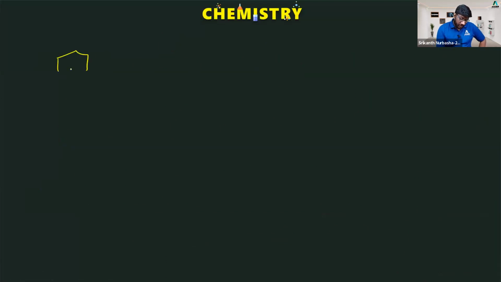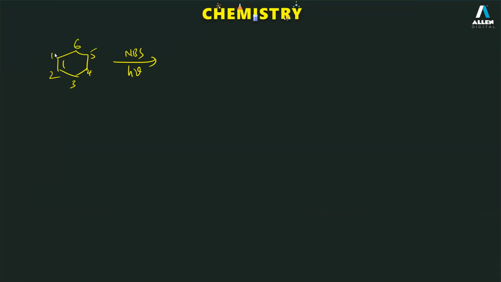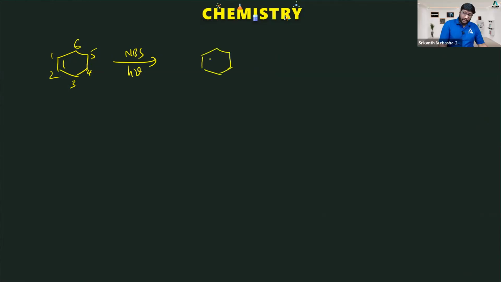So the question can be in this manner. Whenever a question is given like this, with NBS and hv, you know allylic carbons, right? I'll give the numbering 1, 2, 3, 4, 5, 6. Which positions are allylic? 3 and 6. So the substitution will happen at the third or sixth position. So this is going to be the right product. Is that clear, students? With N-bromosuccinimide, free radical substitution happens, and you will get 3-bromocyclohexene.